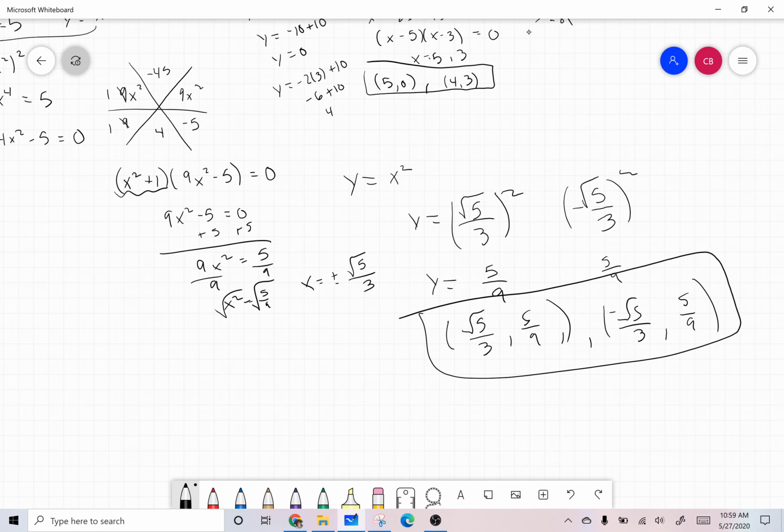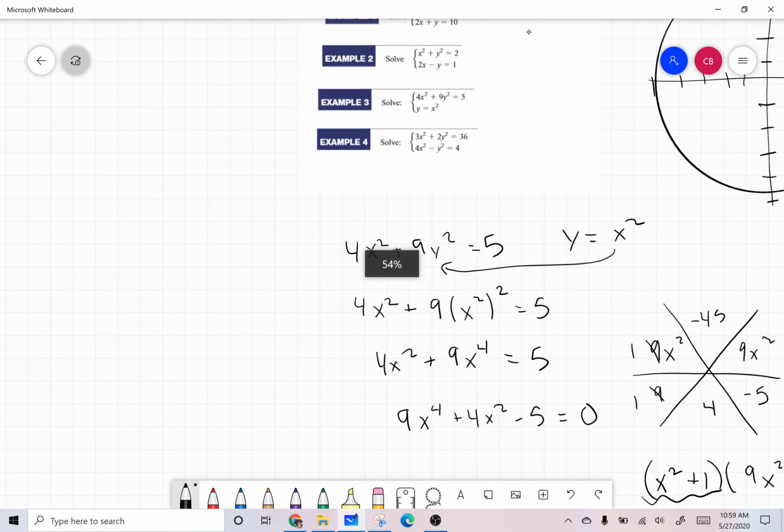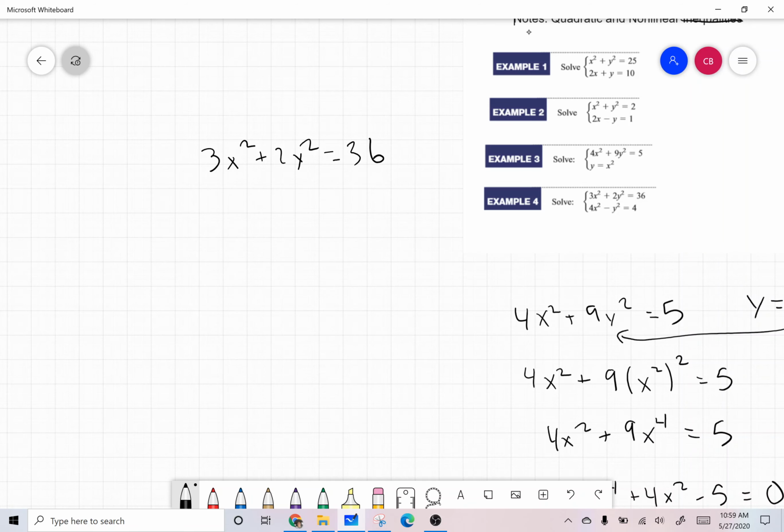And then finally, we will do the last one. I'm going to do this one using elimination this time. We have 3x squared plus 2y squared is equal to 36, and 4x squared minus y squared is equal to 4. I want to eliminate y because this is negative, so I can multiply this one all by 2 to get negative 2y squared. So I've got 3x squared plus 2y squared equals 36. If I multiply the bottom by 2, I have 8x squared minus 2y squared is equal to 8.